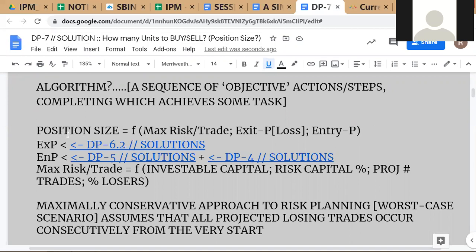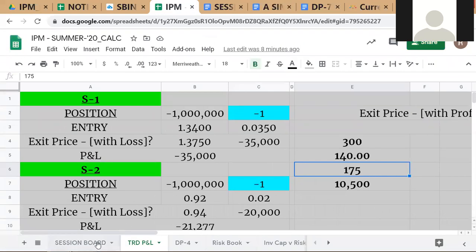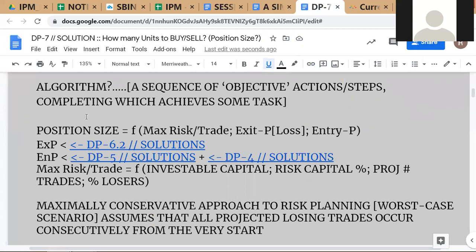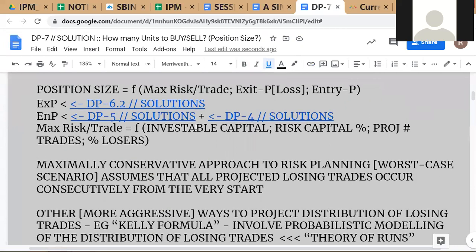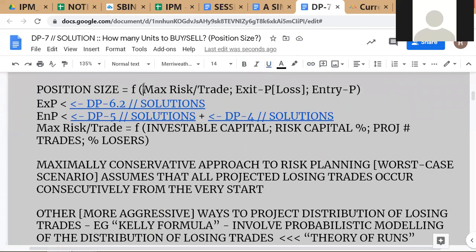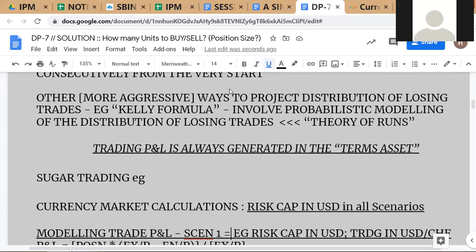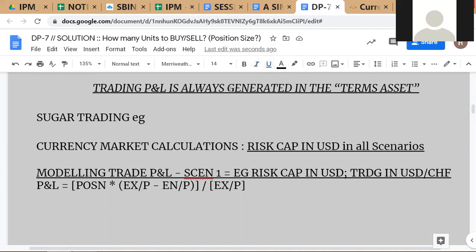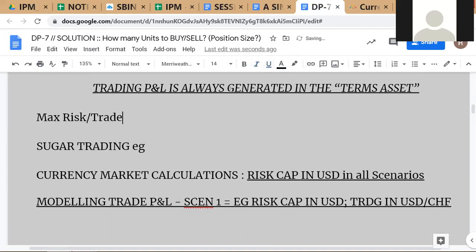So these two are determined according to the discussions we had here. And this is determined according to the discussion that we laid out here in your session board. This maximum risk per trade comes out of this kind of calculation. So now that you have all this, you have to determine your position size as a function of this. What we are going to do is set this maximum risk per trade equal to the trade P&L in our calculations. We can write this also, and then we look at the calculations. We can write this also as a general principle.